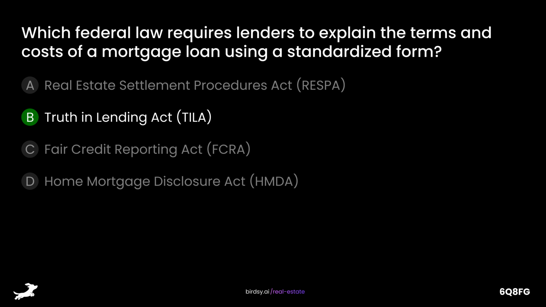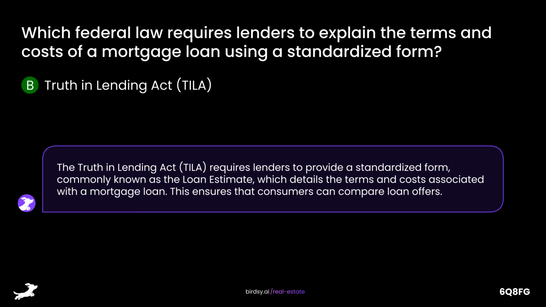The answer is B, the Truth in Lending Act, TILA. The Truth in Lending Act, TILA, requires lenders to provide a standardized form, commonly known as the loan estimate, which details the terms and costs associated with a mortgage loan. This ensures that consumers can compare loan offers.